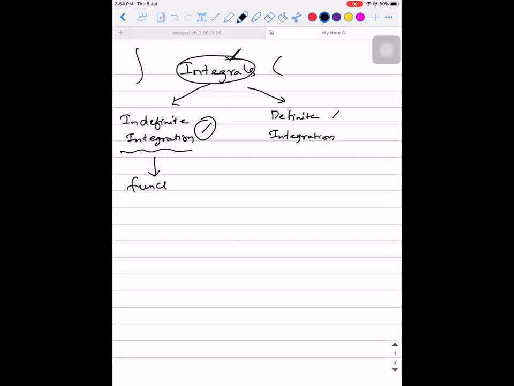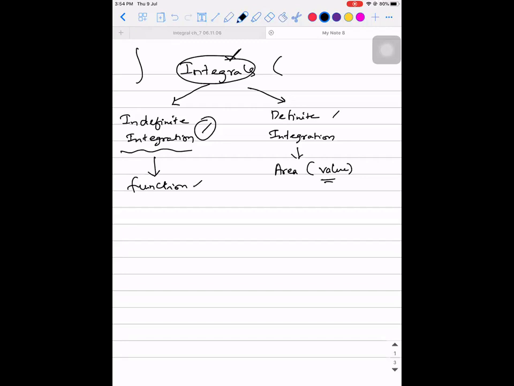But what will be the output of definite integration? It gives an area. Area is nothing but it gives you a particular value. That is why when you do definite integration, you will get a number as output. That number means some square units. That is nothing but the area.